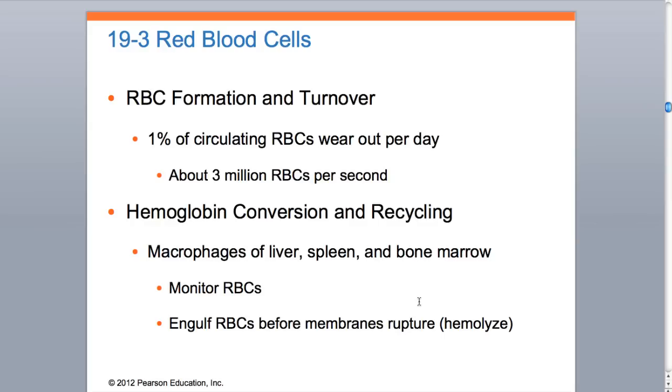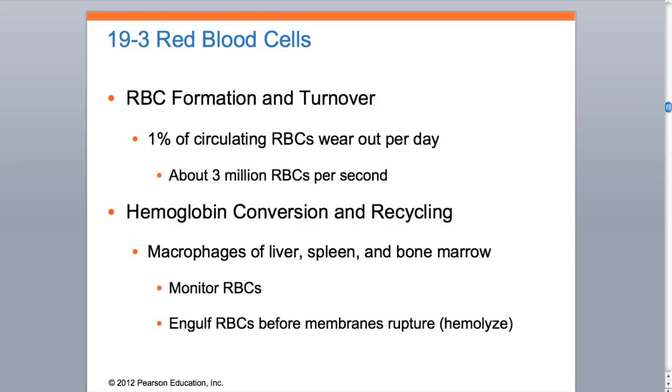Okay, now we're on this slide. As I've said, macrophages of the liver and macrophages of the spleen are going to kill off the red blood cells roughly every 120 days. So a portion of our red blood cells are always being recycled and turned over. So the white blood cells will do that.